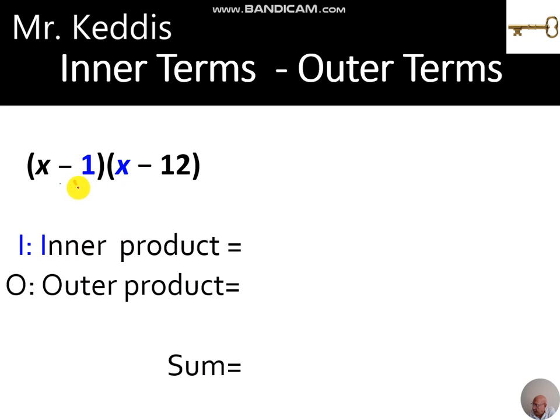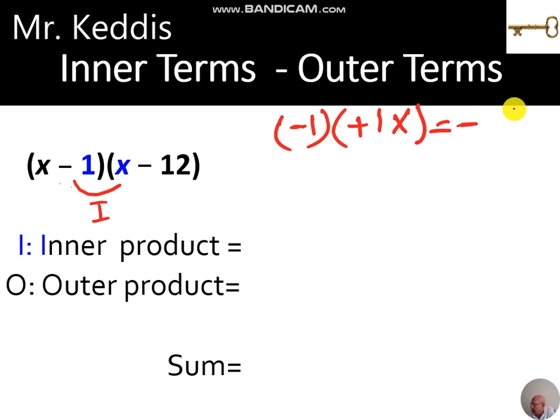I need to find the product of the inner terms here, which is negative 1 times positive 1x. Negative times positive, different signs, means the sign stays negative. 1 times 1 is 1, and x, negative 1x. It means the inner term is negative x or negative 1x.